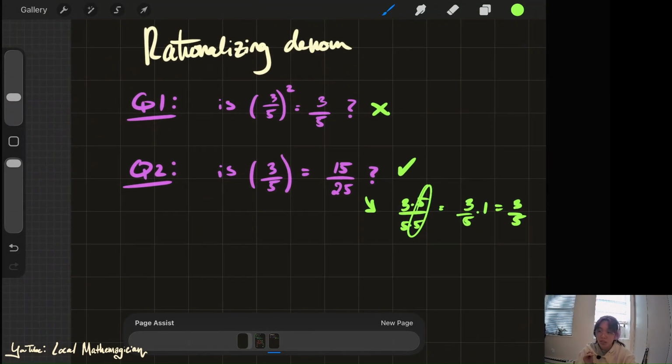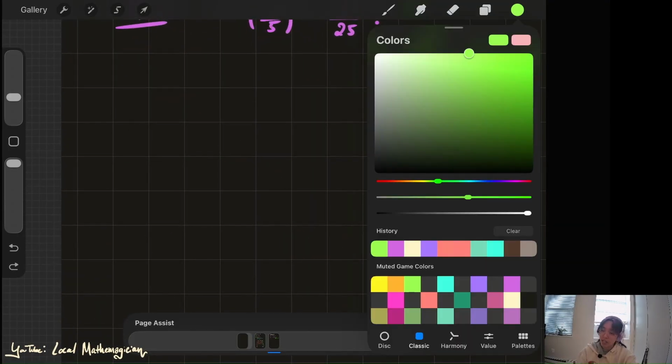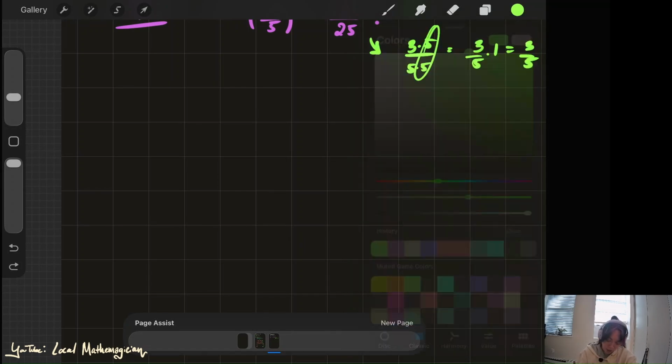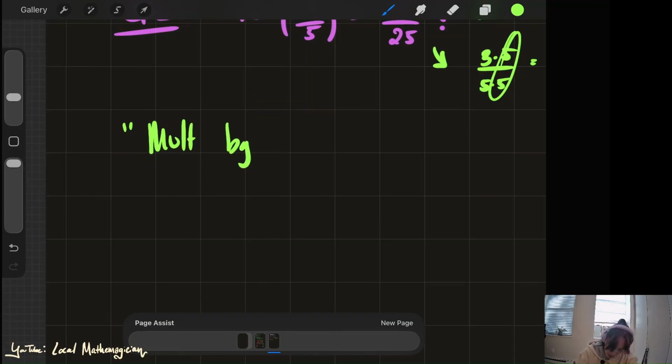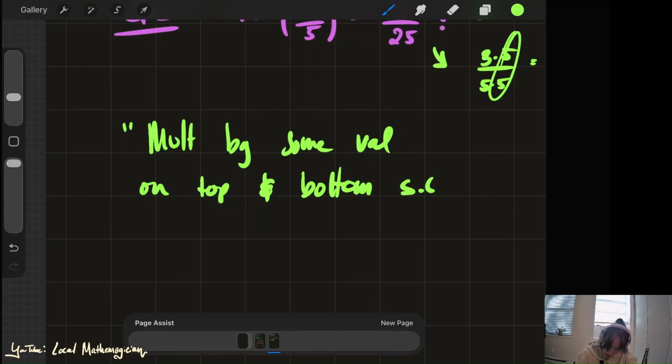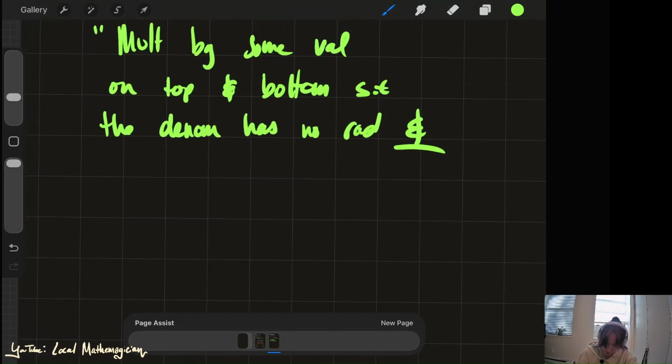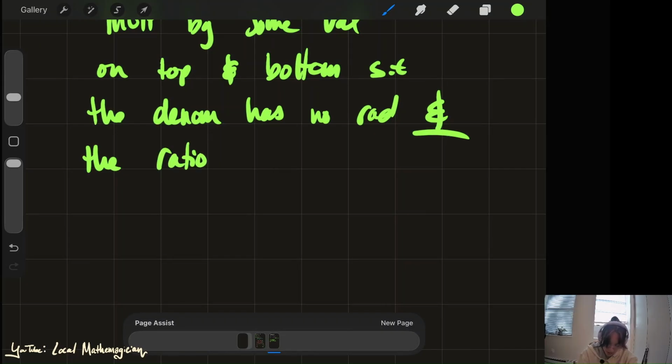All right? This is very important because when you rationalize the denominator, you can't just square things and make your problems go away. That's not how that works, right? As we established here, squaring it does not maintain the ratio anymore. What does maintain the ratio is multiplying the top and bottom by the same value, because that's just the same as multiplying by 1. Yeah? So, when we rationalize the denominator, what we're doing is multiplying by some value on top and bottom such that the denominator has no radicals and the ratio value is preserved.